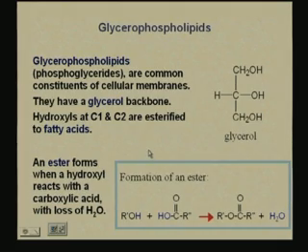Okay. Now, we are going to come to what are called glycerophospholipids. What does this mean? We have glycerol. Glycerol is CH2OH, CHOH, CH2OH. Okay. Now, glycerophospholipids are what comprise lipid membranes. Okay. They are the constituents of cellular membranes.